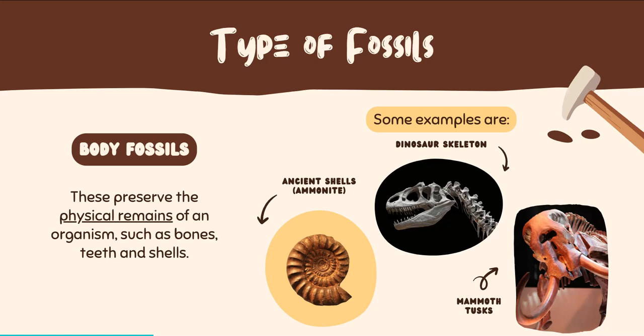There are different types of fossils. Body fossils. These preserve the physical remains of an organism, such as bones, teeth, and shells. You can see ancient cells, a dinosaur skeleton, and a mammoth tusk.